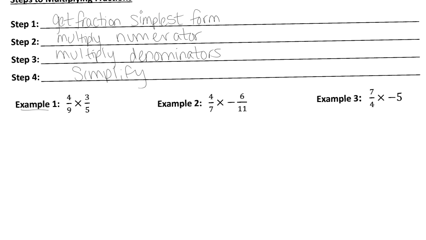So I'm going to look at example 1 here. Are these fractions in simplest form already? Yes or no? Yes. So hopefully you said yes. So step 1, already done. Step 2, multiply our numerators. So we multiply straight across. What's 4 times 3? It's 12. Okay, step 2, check. Step 3 is multiply our denominators. What's 9 times 5? 9 times 5 is 45.